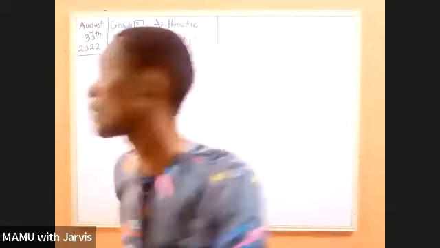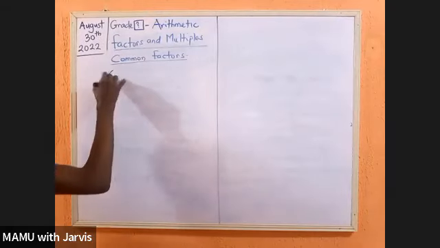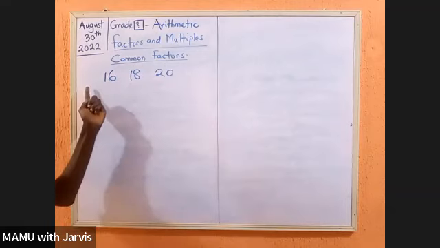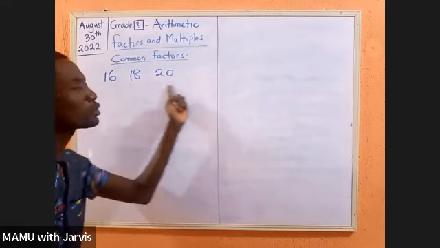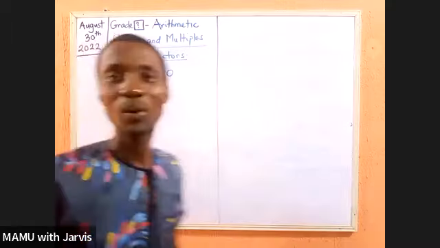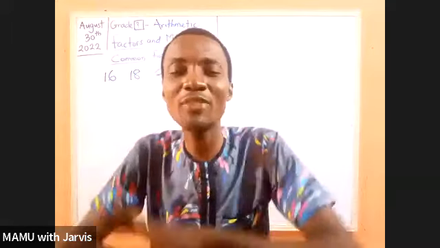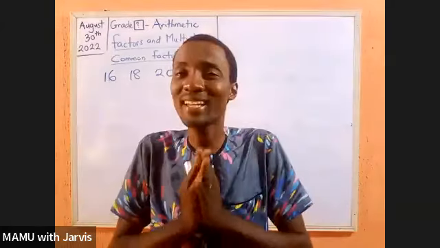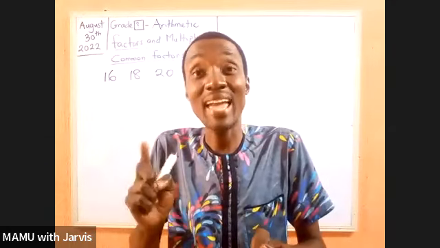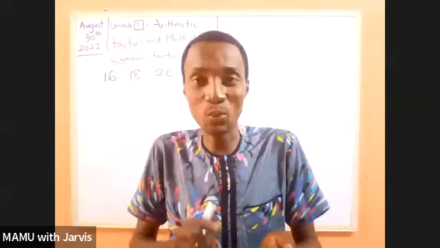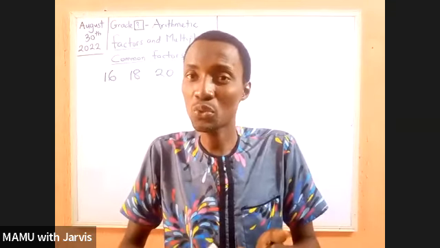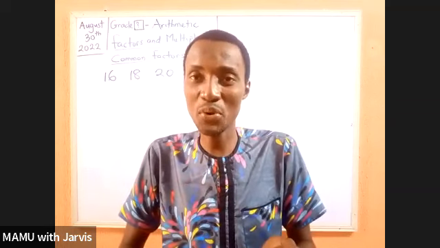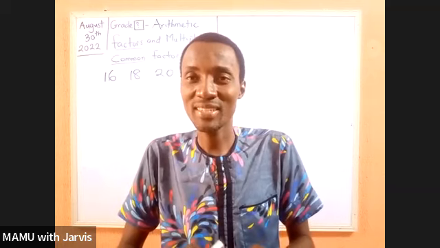Let's take a practical example. For instance, if I have 16, 18, and 20. What is common to these numbers on the board is that they are all even numbers. And we know that an even number is any number that has its last digit as what? 0, 2, 4, 6, and 8.